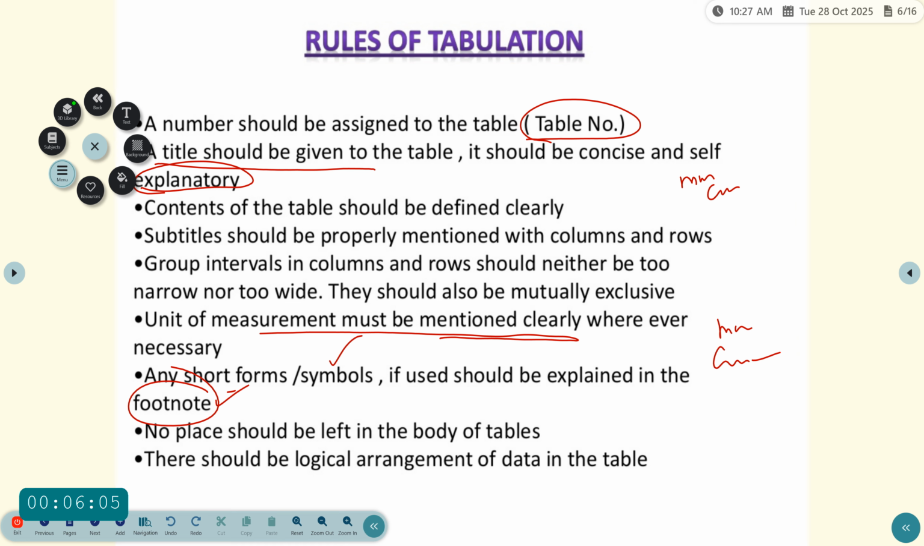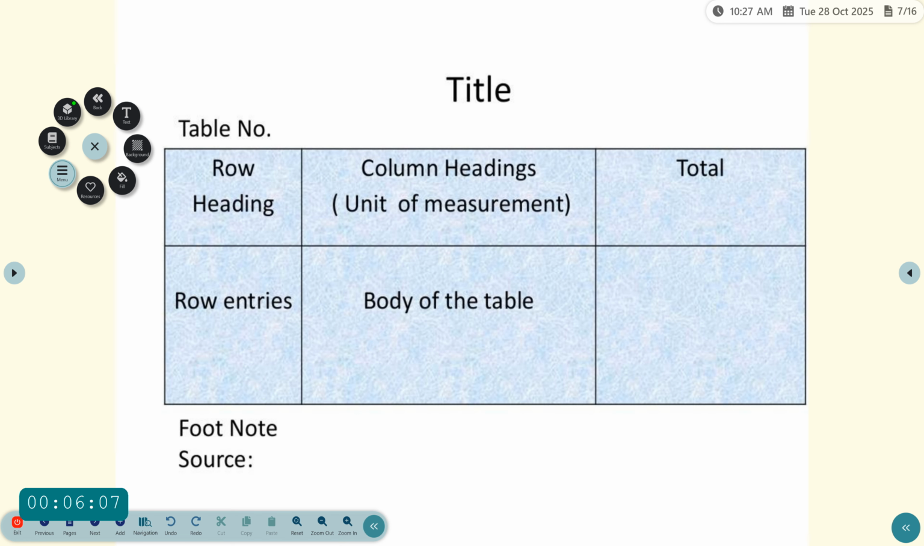These are the rules whenever we organize or frame a table. This is the simple table presentation. As I said earlier, we have to give a table number. This is table number 1. We have to assign the table number, and also give the title at the top of the table. We have to write the title of the table.